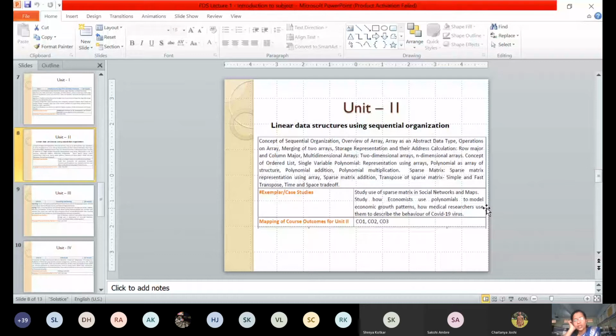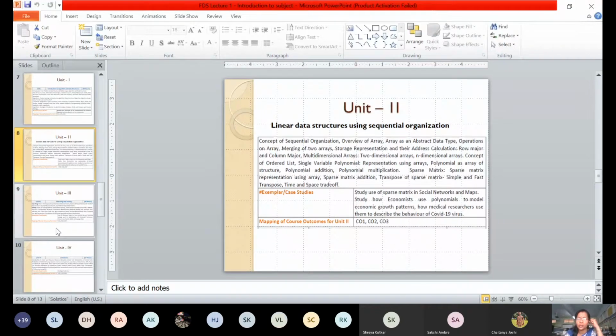Now which course outcomes is this unit number 2 satisfying? It is satisfying course outcome number 1, course outcome number 2, and course outcome number 3. So in all, unit number 2 is talking about arrays as a data structure, and what kind of operations we can perform on this array.